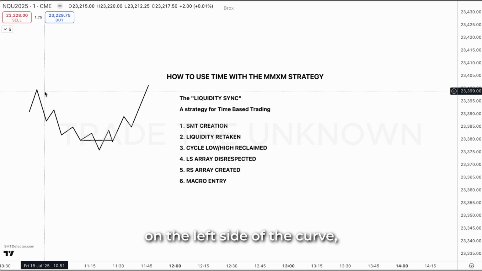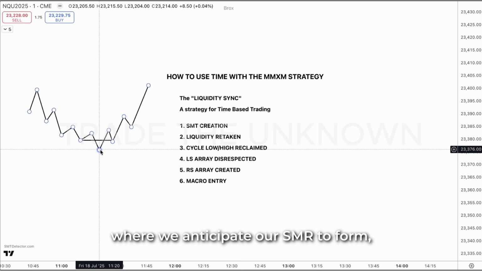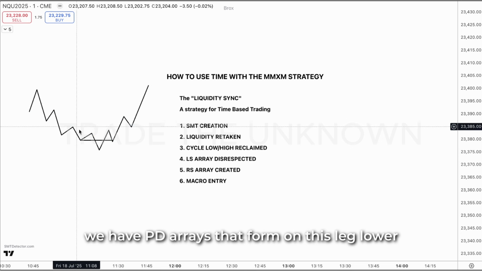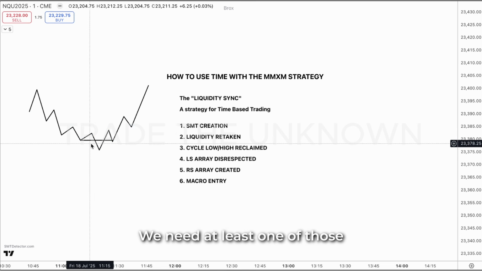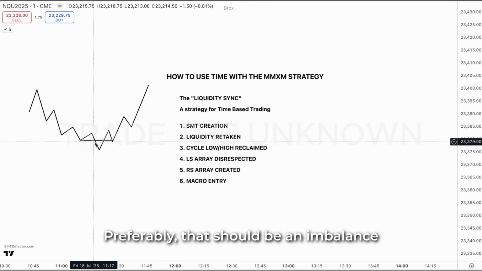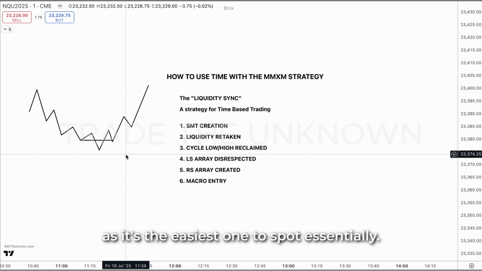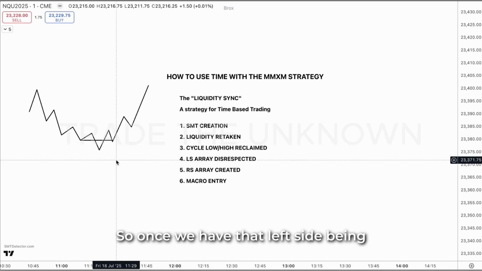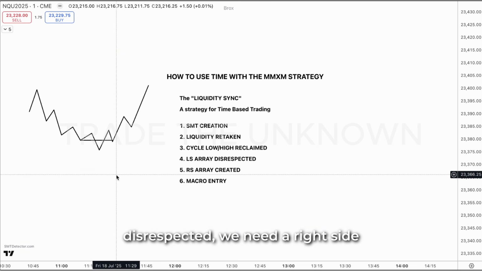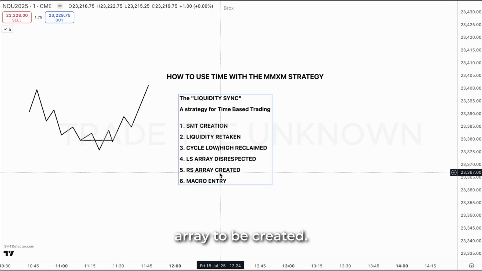On the left side of the curve, where we anticipate our SMR to form, we have PD arrays that form on this leg lower. We need at least one of those to be disrespected. Preferably, that should be an inbound, as it's the easiest one to spot, essentially. So once we have that left side being disrespected, we need a right side array to be created.